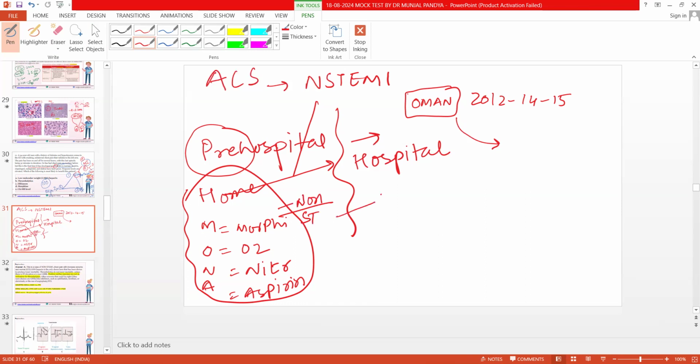Now, if your hospital is a big shot hospital, everything is there. Immediately, I go for PCI. This is the answer. PCI, primary coronary intervention, right? Usually within 12 hours of chest pain.